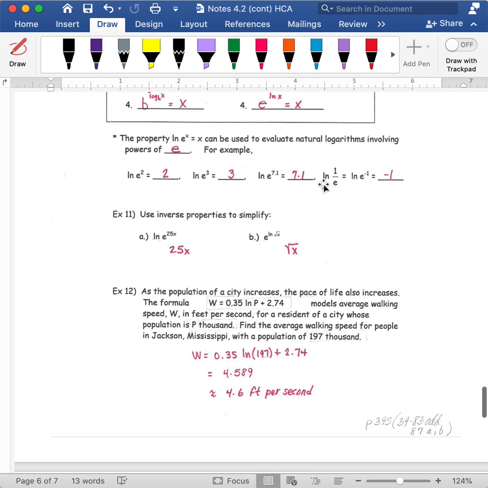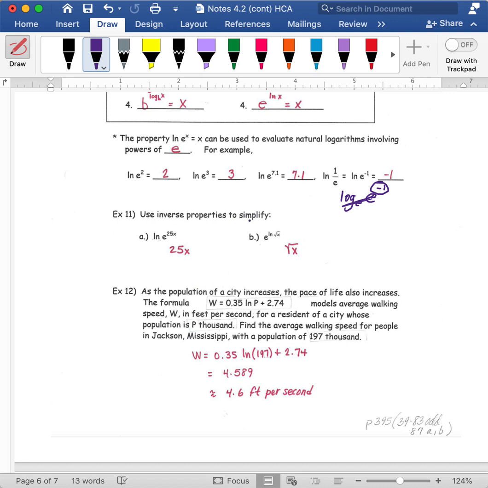This one here, natural log of 1 over e. Well, we don't want to have this as a fraction, so we're going to convert this fraction to natural log of e to the negative 1. So this is log base e. I'll write that one down. This becomes log base e of the same base e to the negative 1 power. These are inverses right here. And so you're left with the exponent, negative 1.